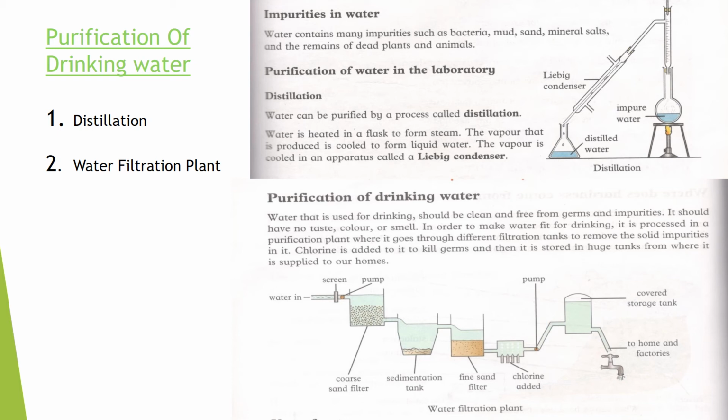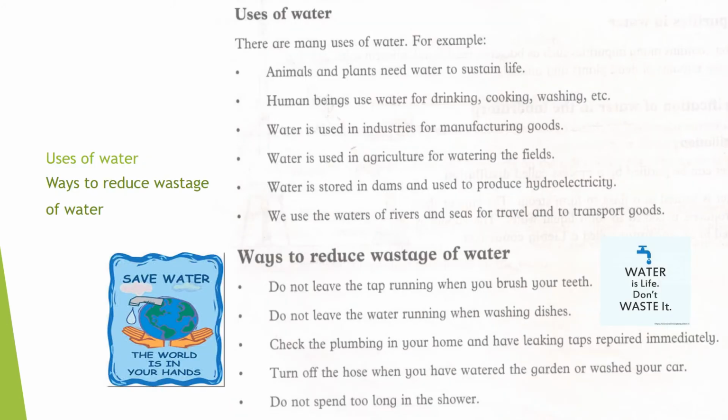The next is purification of drinking water. Here you can see in the diagram different tanks are used for the purification. The purpose of using these tanks is to remove the impurities from the water, and then chlorine is added to kill the germs, and then it is stored in huge tanks from where it is supplied to our homes.